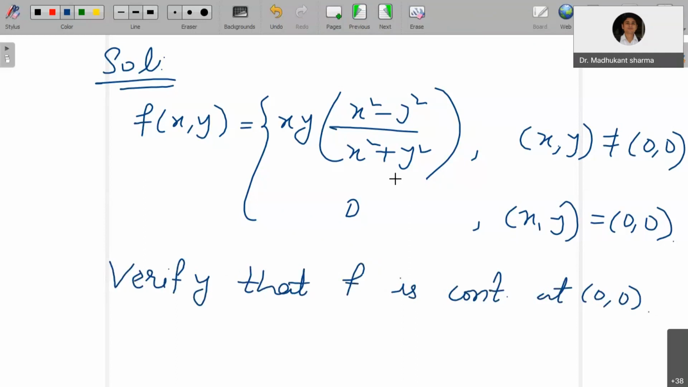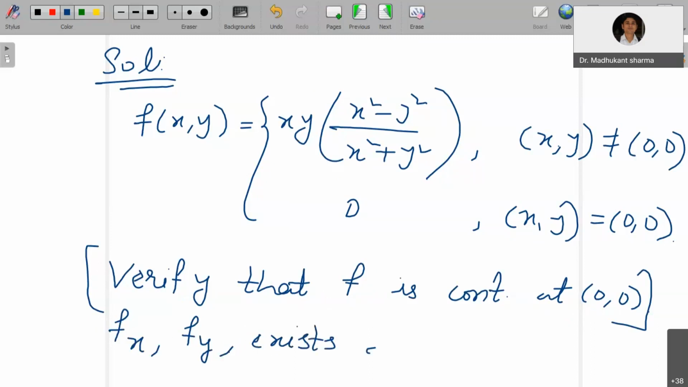It will be very simple. You can look along the path y equals mx, y equals mx square, and so on, and then try to identify the epsilon and delta. So first you have to verify that f is continuous at (0, 0). Secondly, you can also verify that the first order fx and fy exist at (0, 0), and that the higher order derivatives, at least fxy, also exist at (0, 0).